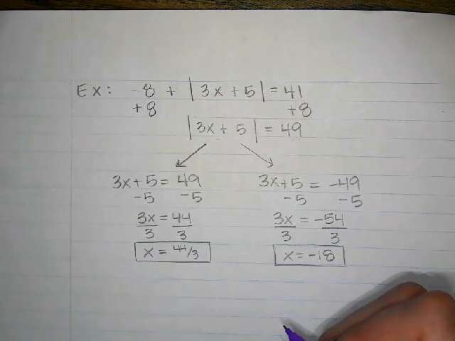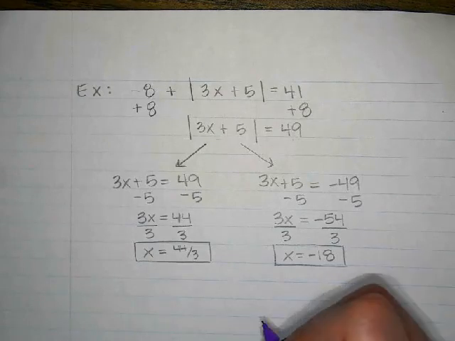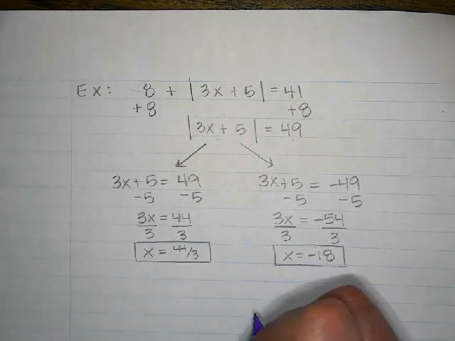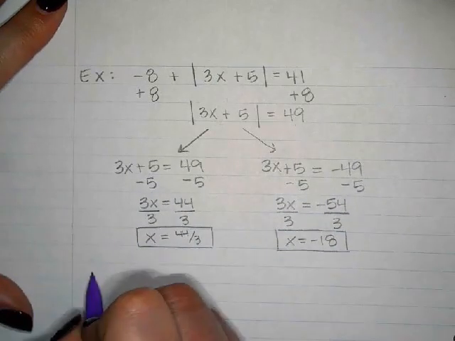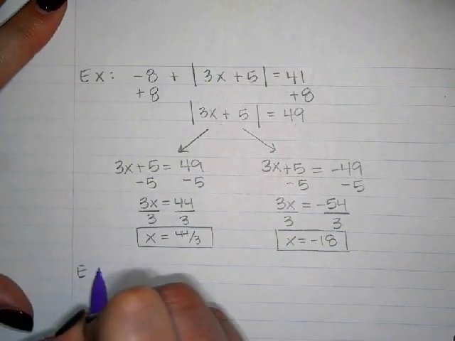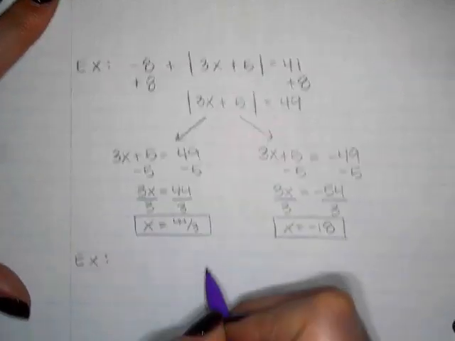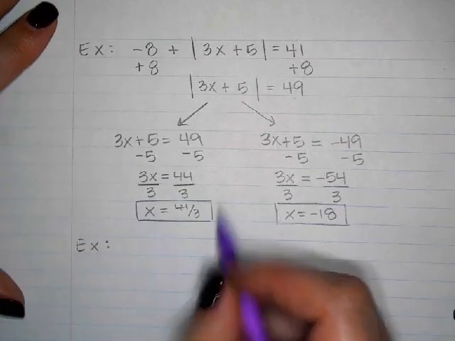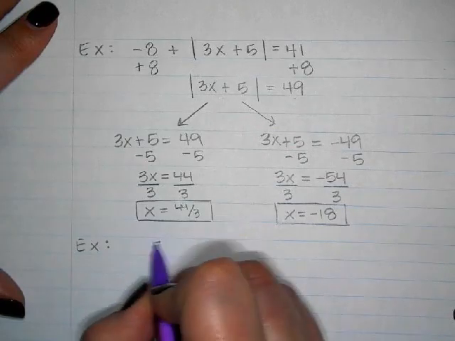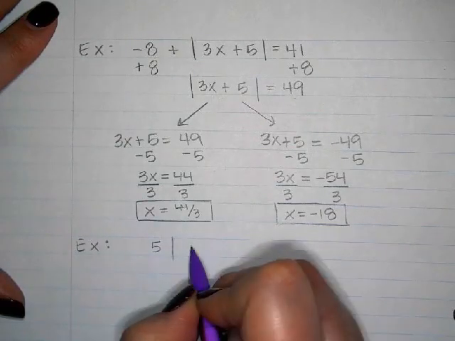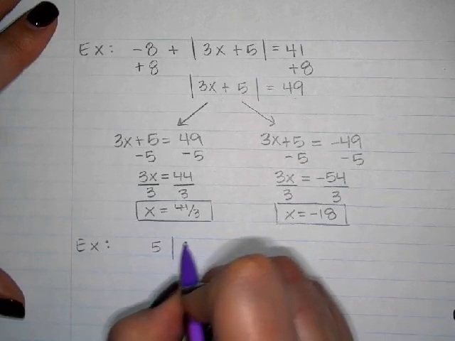All right, we're going to try one more that has just one extra step to it. And then I'm going to let you guys try a few more problems. So this one is going to be 5 times the absolute value of 8a minus 5 equals 105.